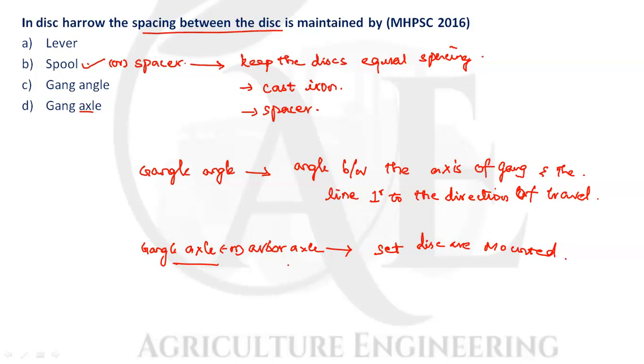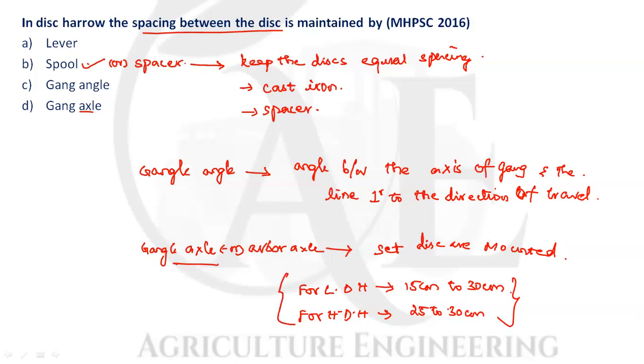For light duty harrows, the spacing between the discs is about 15 centimeter to 30 centimeter. For heavy duty harrows, the spacing between the discs varies from 25 to 30 centimeter. Please note it down. These are important points and expected questions in the upcoming examinations. Hope you understand this.